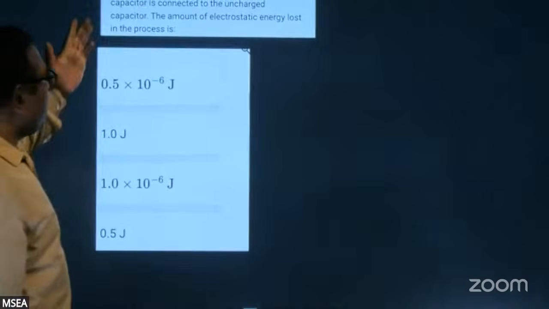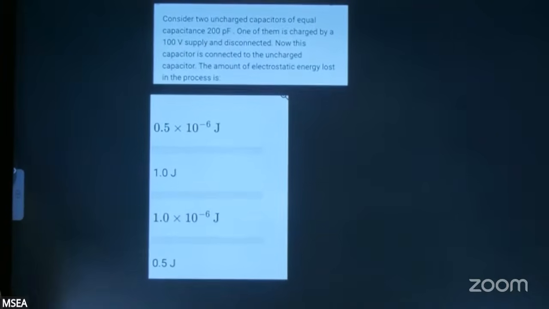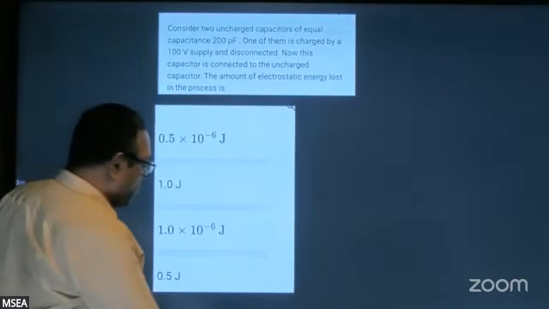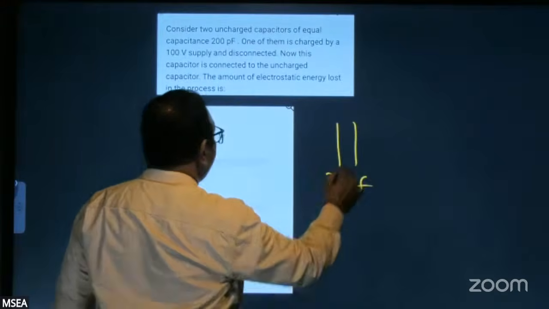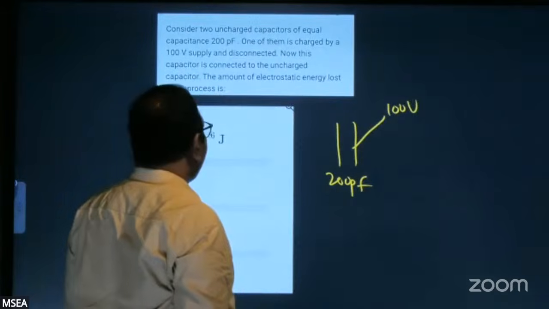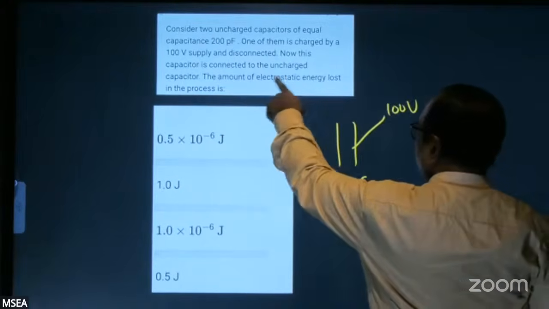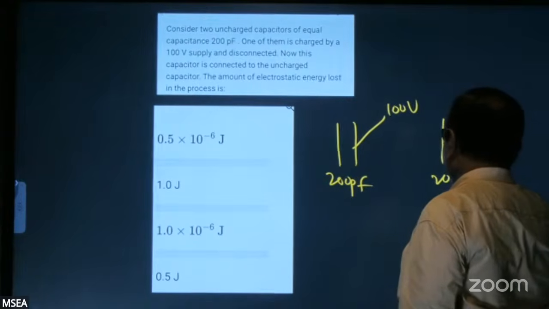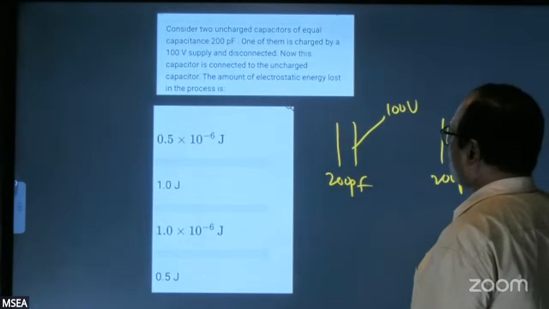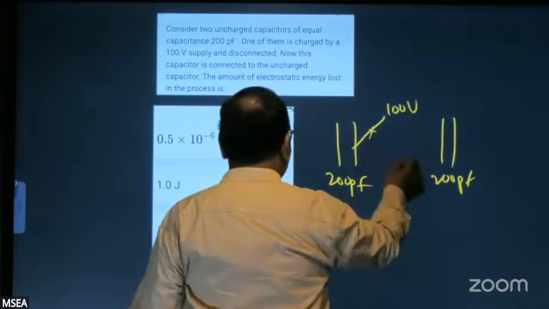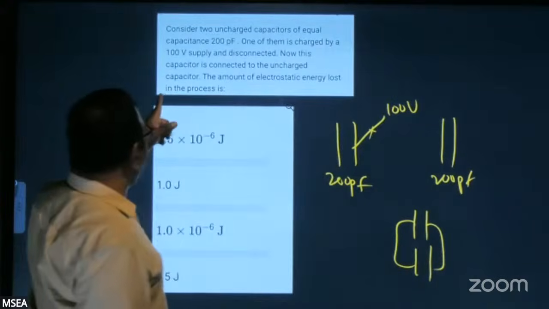Yes. Even this type of question, look here: consider two uncharged capacitors of equal capacities. One of them is charged by 100 volts. There is one capacitor of 200 picofarad connected to 100 volts. One more is also 200. One is charged to 100 V and the supply is disconnected. After that, it is connected to this one, the uncharged capacitor.